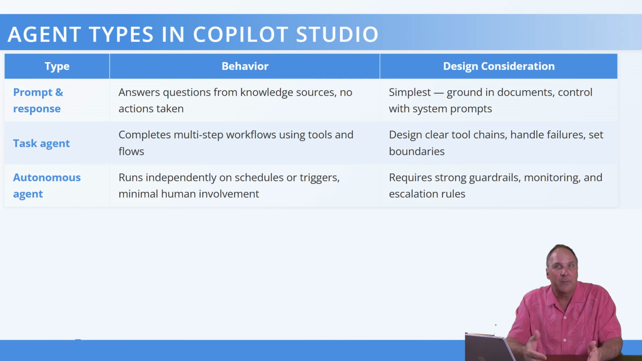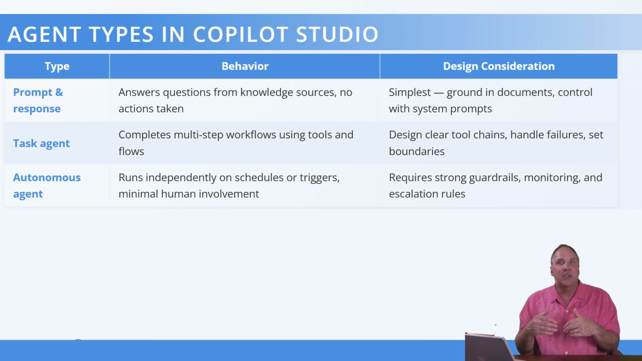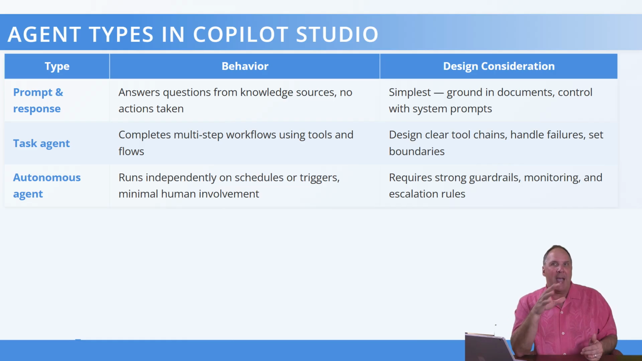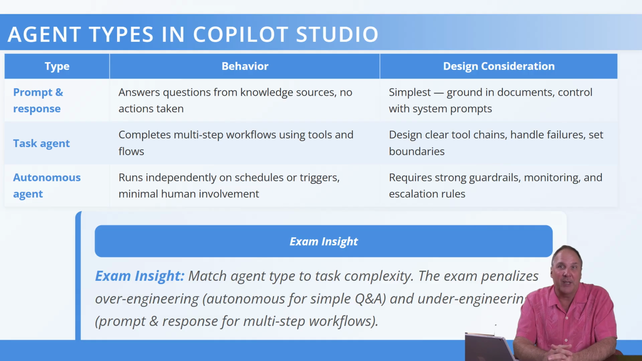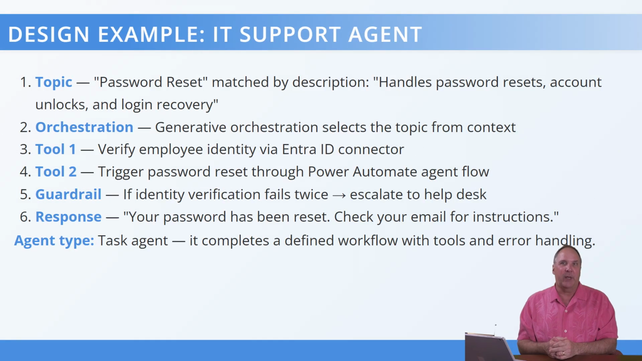For autonomous agents, you need the strongest guardrails. You need robust monitoring and clear escalation when confidence is low. You need spending limits and audit logs. When there's no human watching, the controls built into the agent are all you have. Match the agent type to the task. The exam specifically penalizes over-engineering, like using an autonomous agent for simple facts when a prompt and response agent would do the work. It also penalizes under-engineering, like using a prompt and response agent when the task requires a multi-step execution. Let me tie this together with a quick design walkthrough.